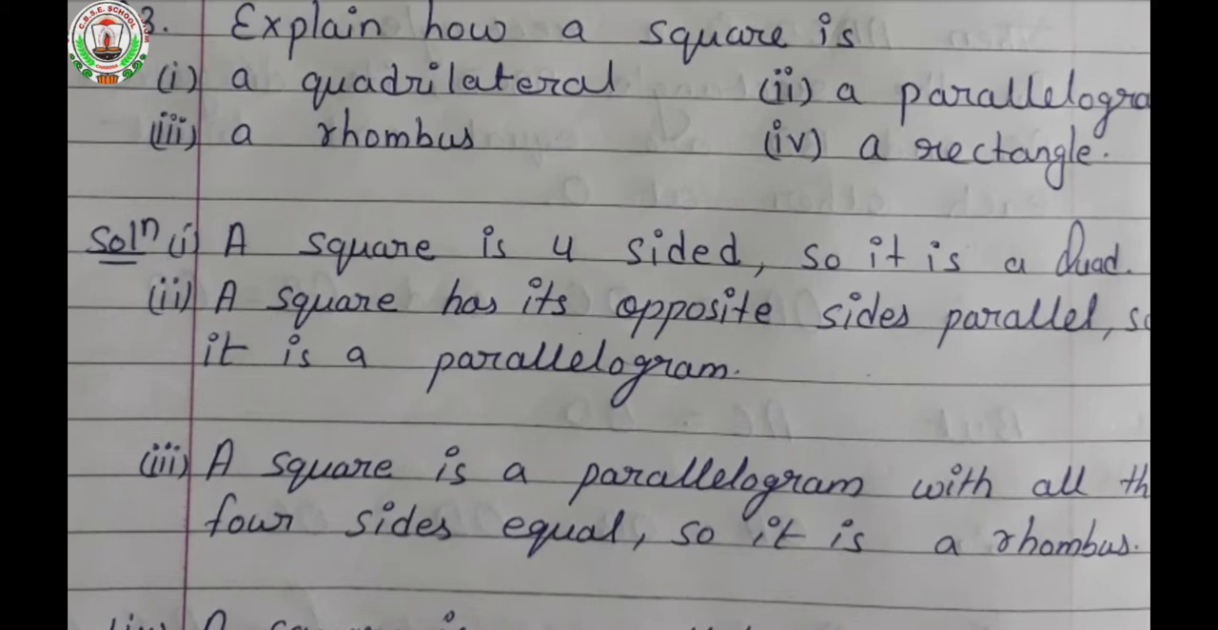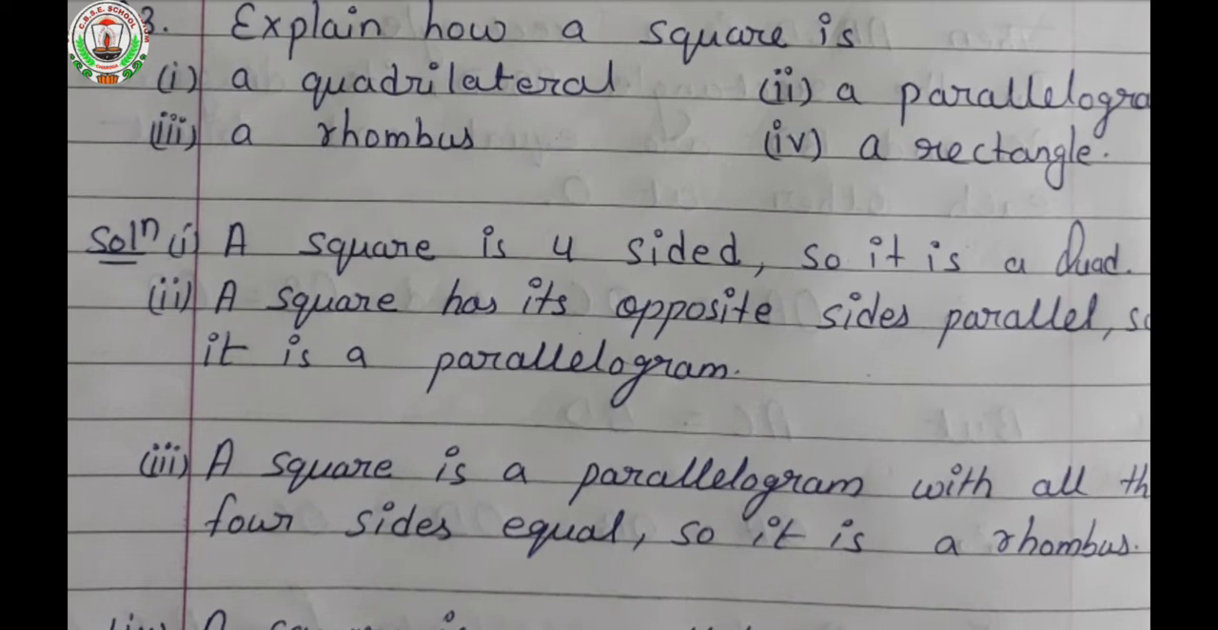Now the second part. Explain how a square is a parallelogram. A square has its opposite sides parallel, so it's a parallelogram. What are the properties of a square? It has four sides, all four sides are equal, all four angles are 90 degrees, isn't it? The opposite sides are parallel to each other and the diagonals bisect each other. All these properties match the parallelogram properties. One of the common properties of a square and a parallelogram is that a square has its opposite sides parallel.